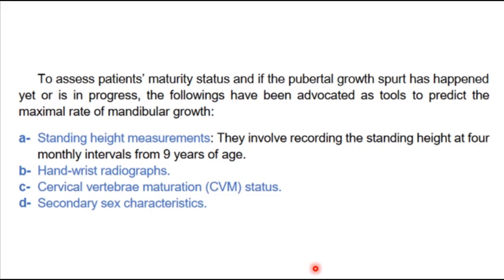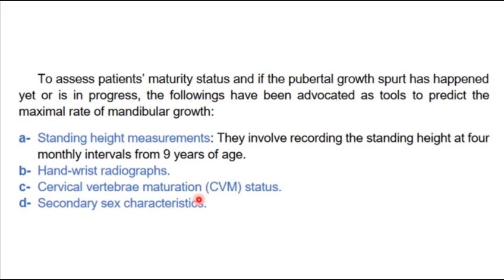To achieve successful functional appliance therapy, it is important to assess the maturity status to identify the pubertal growth spurt. If the growth spurt is yet to happen or is in progress, there are the following tools used to understand how much growth is left. First is the standing height measurement. This involves measuring standing height at 4 monthly intervals from 9 years of age. At this point of time, each height can be correlated to one particular stage of maturity.